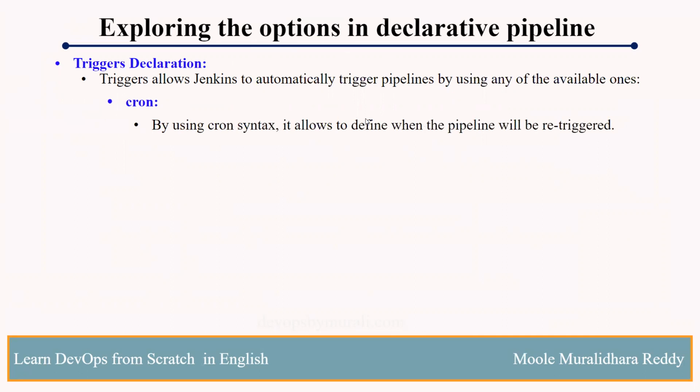Okay, if you define every 5 minutes, it means whether the code changes will be there or not doesn't matter. It will be run every 5 minutes. It will be run with every 5 minutes.